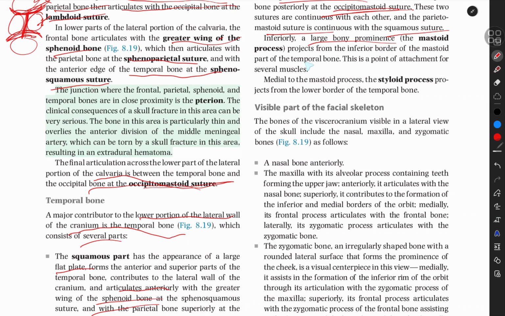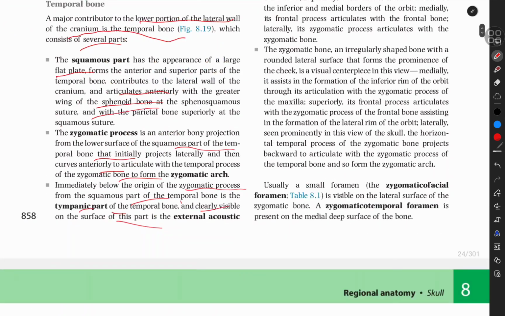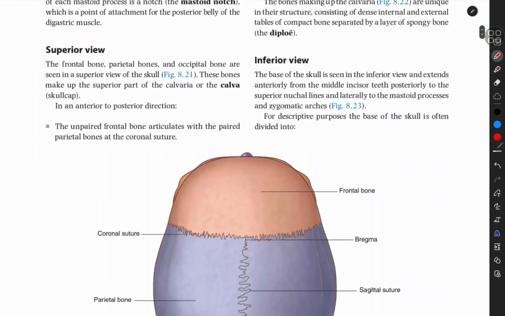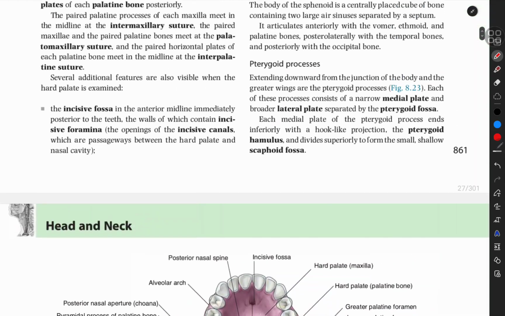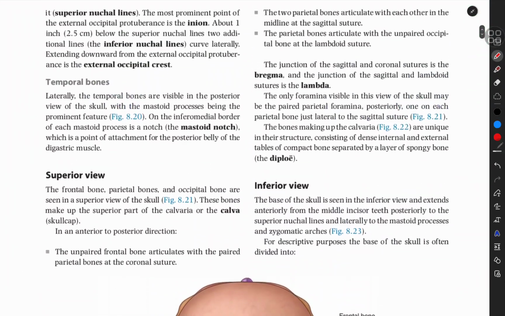Inferiorly, a large bony prominence, the mastoid process, projects from the inferior border of the mastoid part of the temporal bone. This is a point of attachment for several muscles. Medial to the mastoid process, the styloid process projects from the lower border of the temporal bone. We can see them here: mastoid process and styloid process. These are attachments for muscles and ligaments.